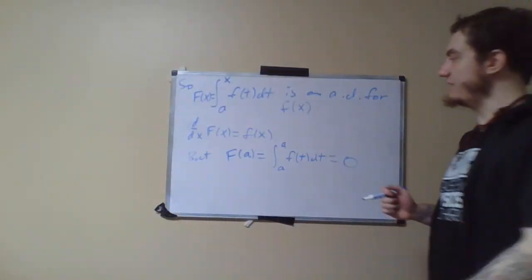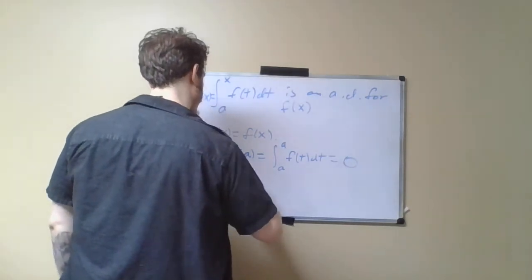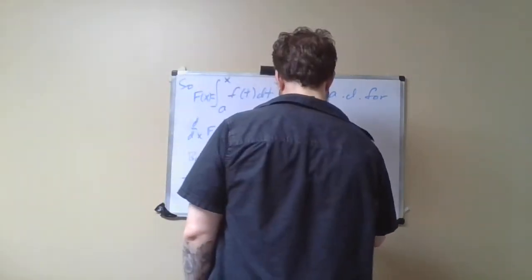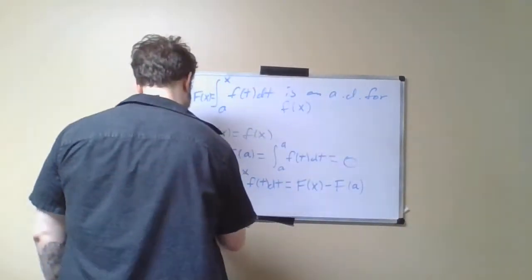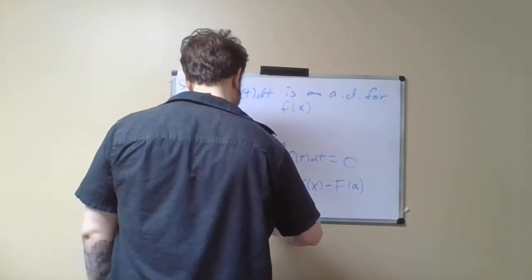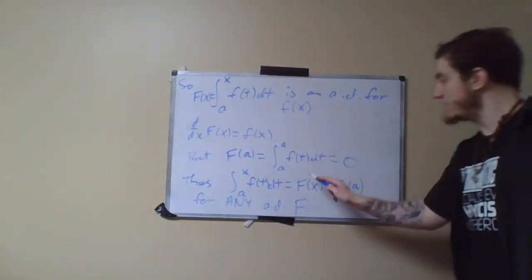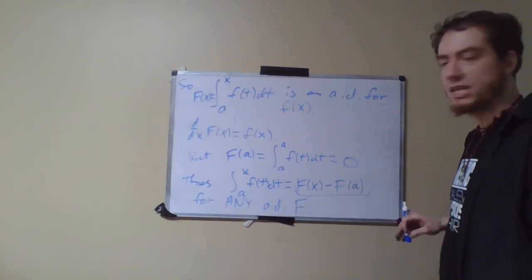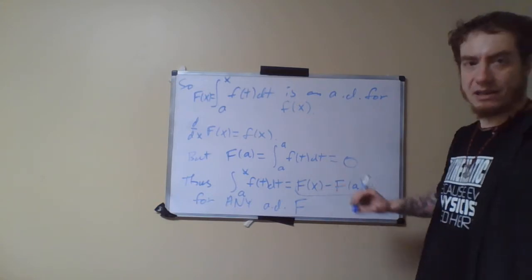Well, if that is the case, the integral from a up to x, f of t dt, is actually equal to capital F of x minus capital F of a for any antiderivative capital F, because this is an antiderivative. This whole expression is an antiderivative. Remember, this is just some constant. And this has the requisite property that it is equal to 0 when x is equal to a.